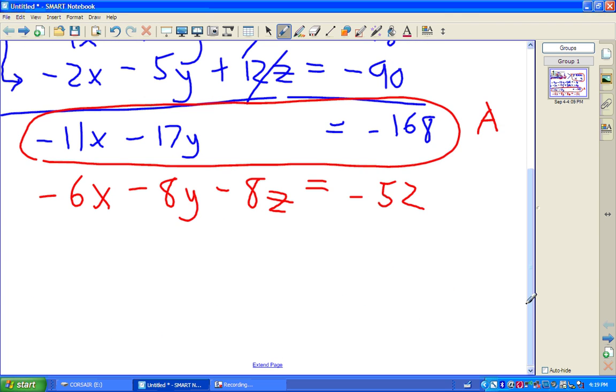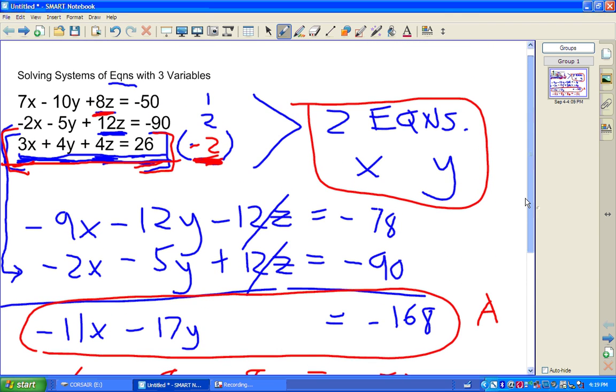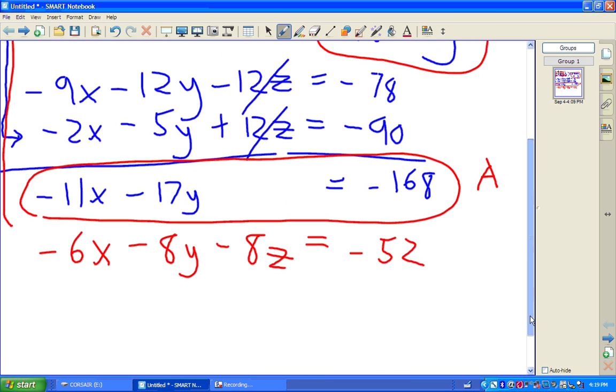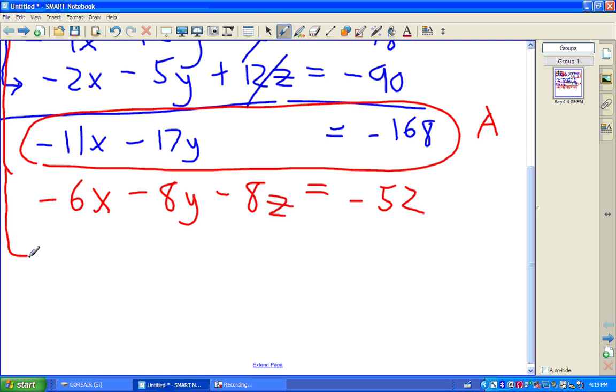Okay, so now let's scroll up and let's look. Equation 1 here, I'm going to rewrite down below. I'm going to write it all the way down here. Okay, I'm just going to rewrite it down here. Okay, and so equation 1 was 7x minus 10y plus 8z, and there's my key combo, the 8z and the minus 8z. This is a minus 50.